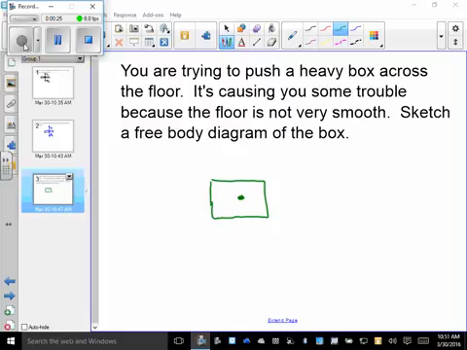Okay, so we have this force of gravity and we have that normal force. Those should be exactly the same size. Okay, we're trying to push it. So we are applying a force. Okay, so this would be force applied.